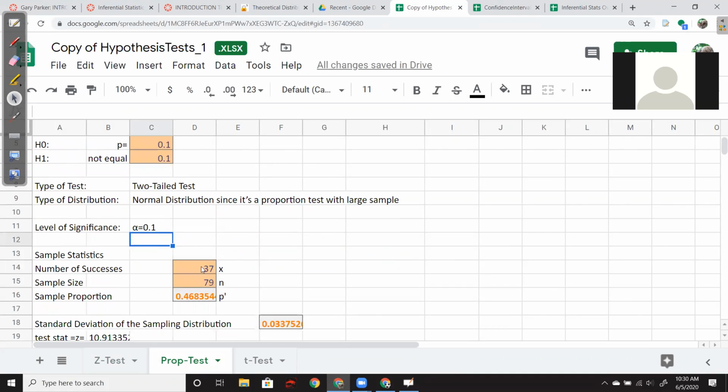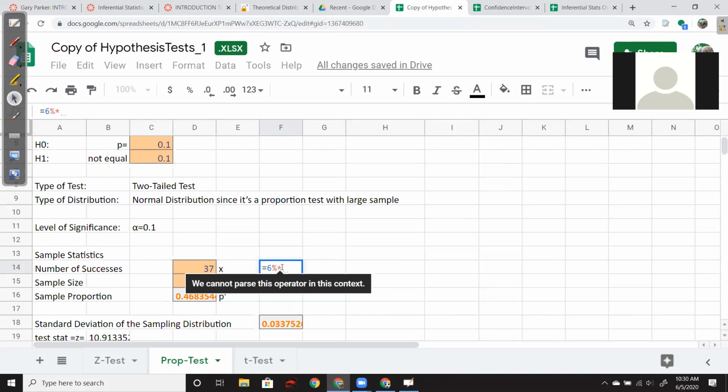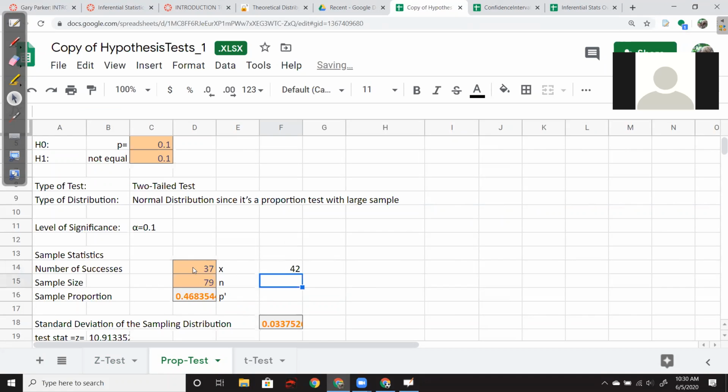Okay, and so then they want to know X and N. Well, I wasn't given X, that would be the 6% of 700. So I think I'll go edit this now, equals 0.06, or you could just type 6% times 700. All right, so 42 goes here, and 700 goes here. So there's the 6% for the sample proportion. And then here they give me that standard deviation, which is about 1%.